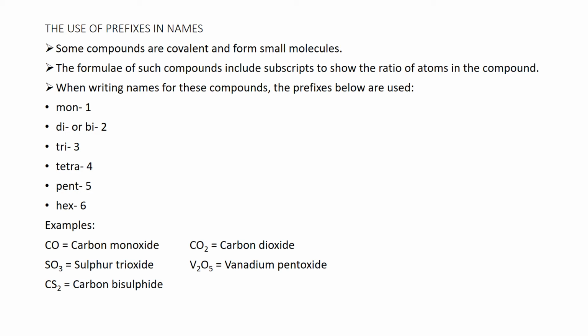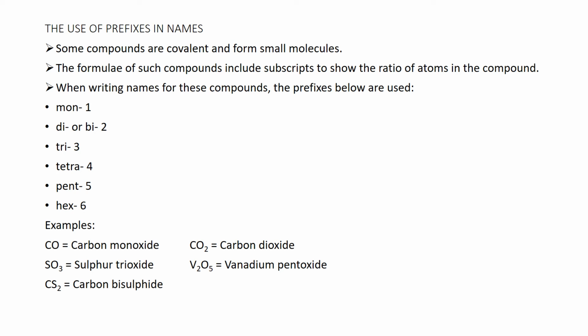Examples are carbon monoxide. The mon tells us that we only have 1 oxygen. Then we have carbon dioxide. The di tells us that we have 2 oxygens. SO3, sulfur trioxide, tells us that with tri, we have 3 oxygens. Carbon bisulfide tells us that we have 2 sulfur atoms in this compound. Vanadium pentoxide tells us that we have 5 oxygen atoms in this compound.